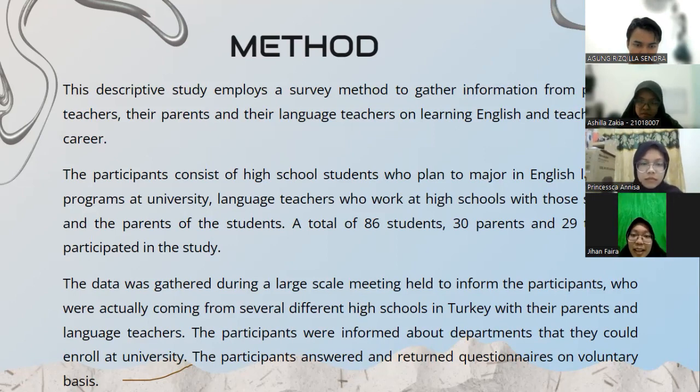The data was gathered during a large-scale meeting held to inform the participants, who came from several different high schools in Turkey with their parents and language teachers. The participants were informed about departments they could enroll in at university. The participants answered and returned the questionnaires on a voluntary basis.